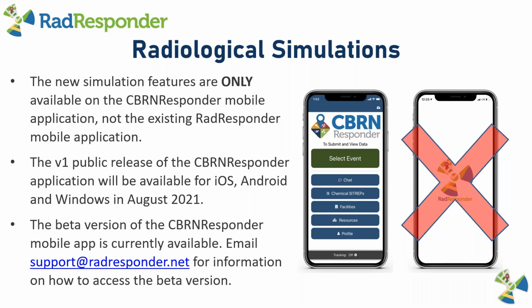So you'll see other features on there that I think users are really going to appreciate and be excited about, in addition to these simulation capabilities. That said, there is a beta version of the CBRN Responder app out already, and it has been for some months. So if you would like information about how to access the beta version, you can shoot us an email, support@radresponder.net, and we'll get you some information about how to get that beta version.